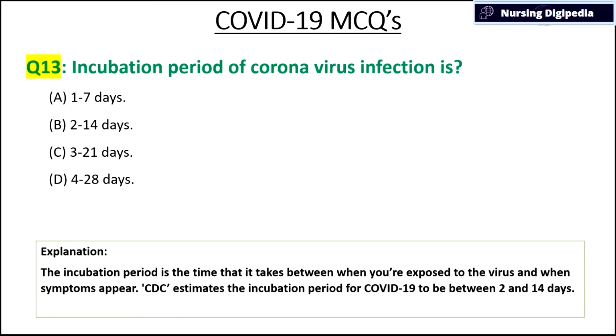Question 13. The incubation period of coronavirus infection is: A. 1 to 7 days, B. 2 to 14 days, C. 3 to 21 days, D. 4 to 28 days. And the answer is B. The incubation period is the time between when you are exposed to the virus and when symptoms appear. The CDC estimates the incubation period for COVID-19 to be between 2 and 14 days.